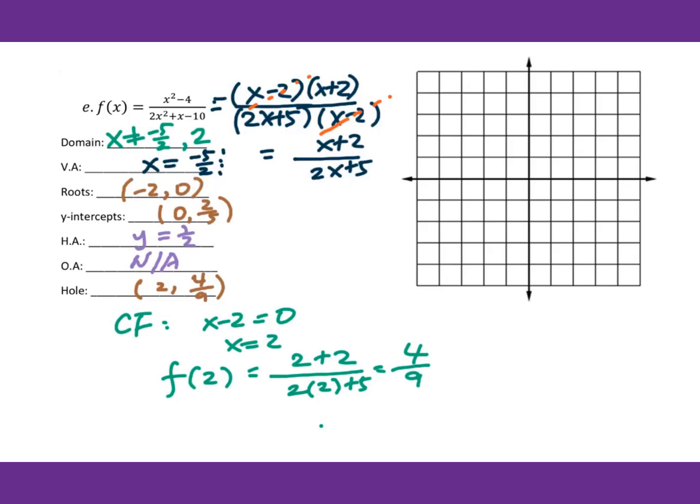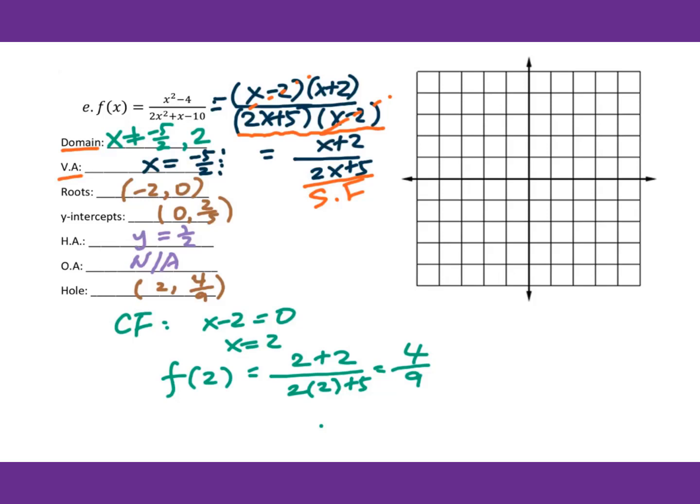For E, first of all, you need to factor. Then you get the common factor, reduce. This is a simplified rational function. So we got all this information. Just be careful: for the domain, go to the original function. For the vertical asymptote line, you will use the simplified function.